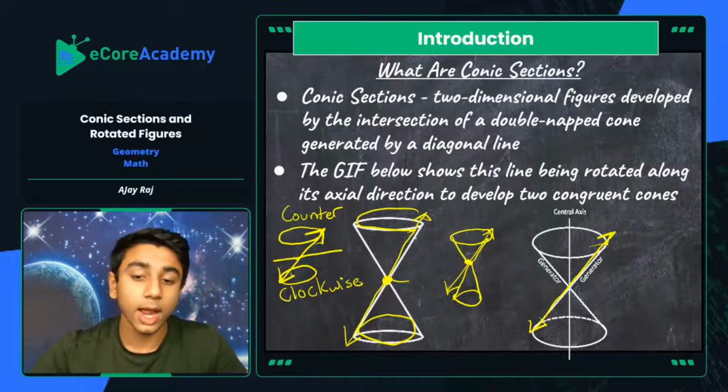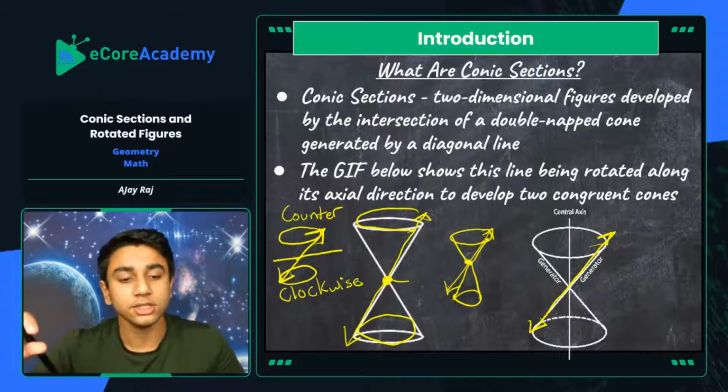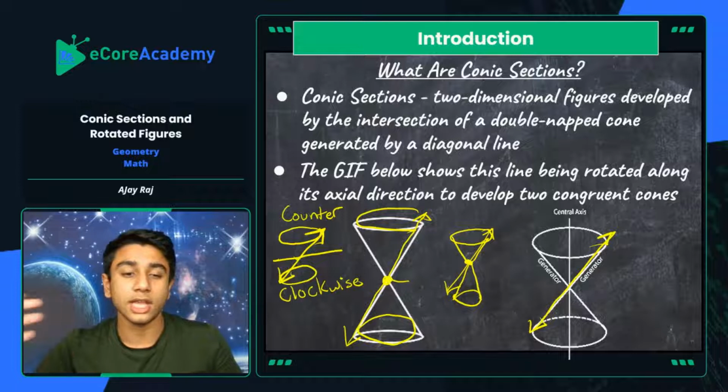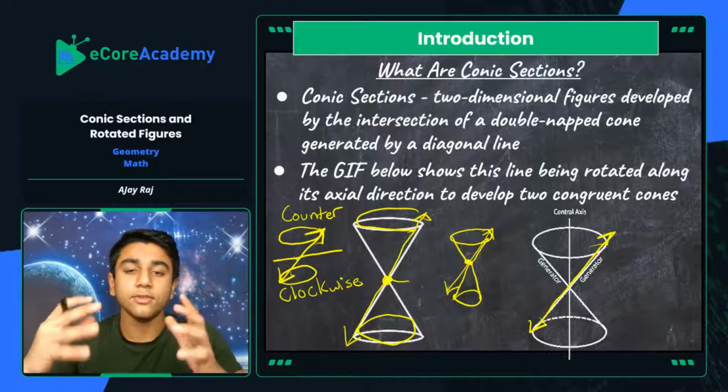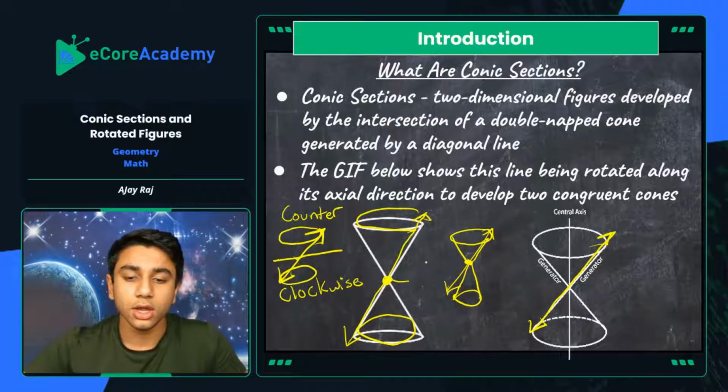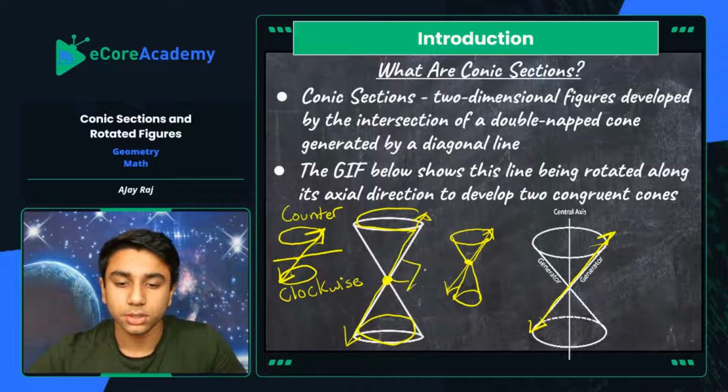If you only had one half of this entire line, if it were a ray, then it would only create one cone. But since it's a line, it creates two cones that directly connect to each other at one common point called the vertex, which I'll get into in the next slide. And they develop two congruent cones. So these two cones are also going to be congruent. Write that right here, congruent cones.